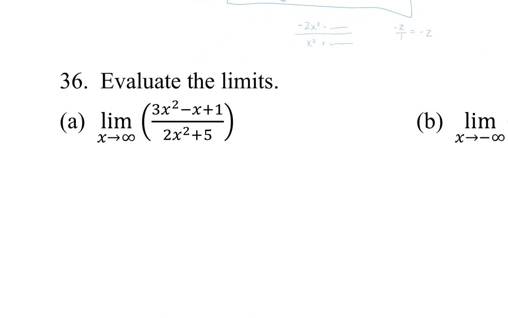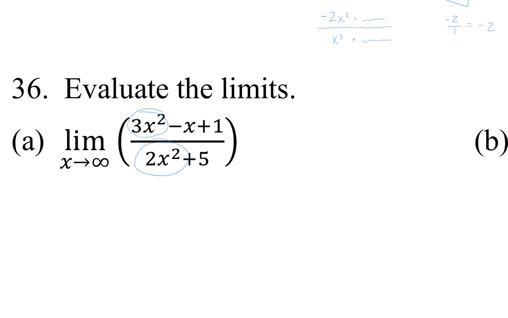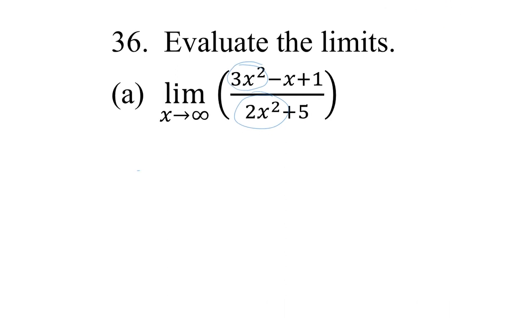Moving on to number 36, we're asked to evaluate these limits. So for a, on top, we know that our highest power is 3x squared, and in the denominator, we're given 2x squared. So that means this is the same as the limit as x goes to infinity of 3x squared over 2x squared. So the x squareds would cancel out, and that should be 3 over 2. There we go.